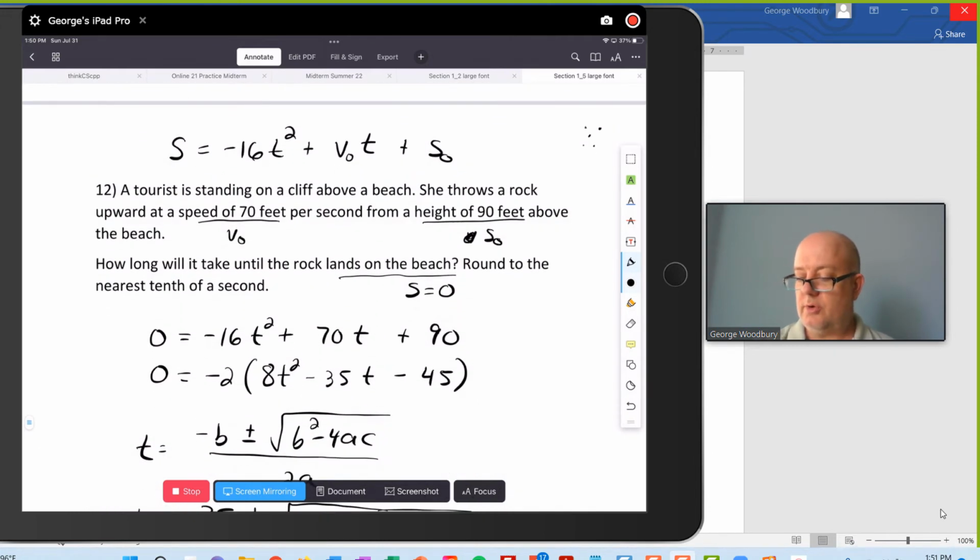So, a quick reminder of the formula we used. We substitute values in for s, the initial velocity, and the starting height, and then we solve typically using the quadratic formula. And again, rewriting the equation so the coefficient of the squared term is not negative is a really good idea.